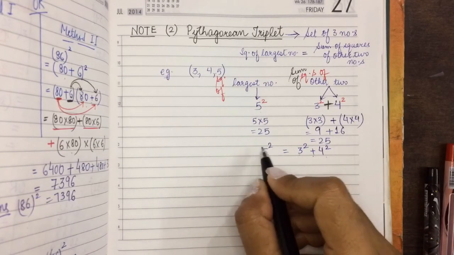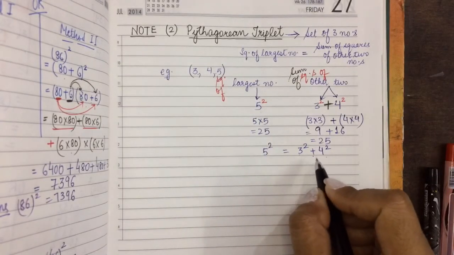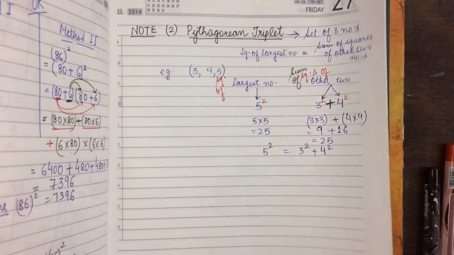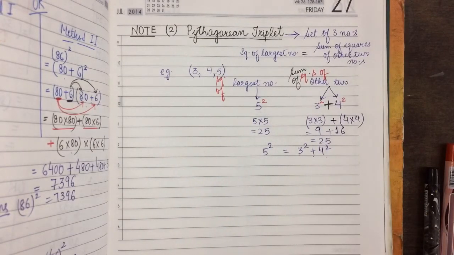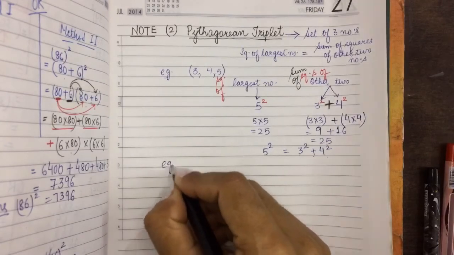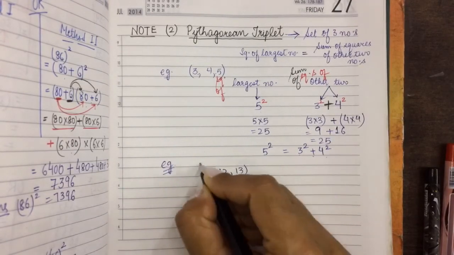So the largest number square equals the sum of the squares of the remaining two numbers. Whenever such a thing happens in a group of three numbers, then we say that those three numbers form a Pythagorean triplet. Another example that you could consider is 5, 12 and 13.